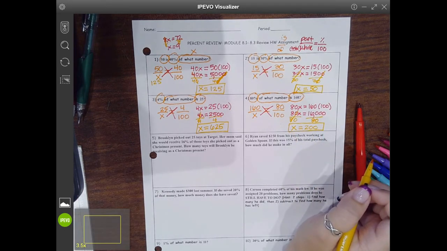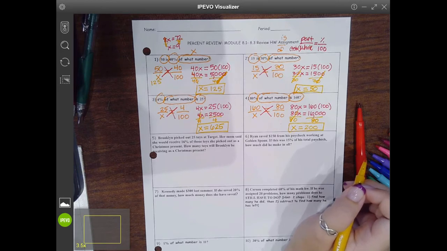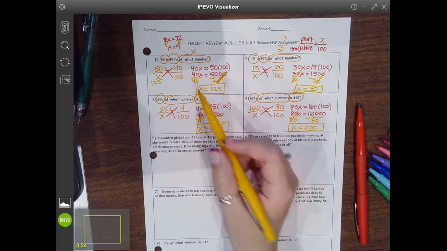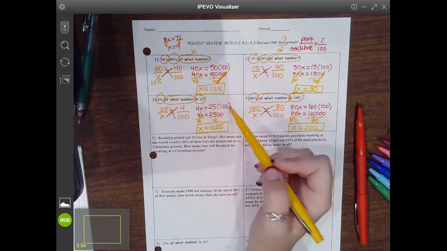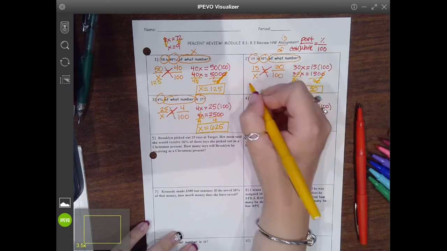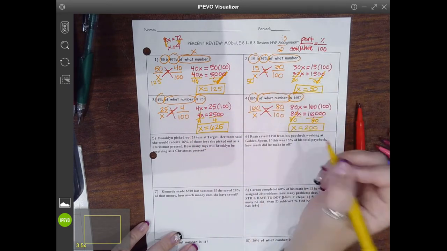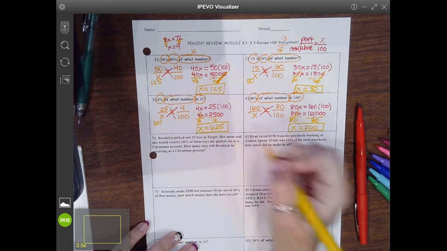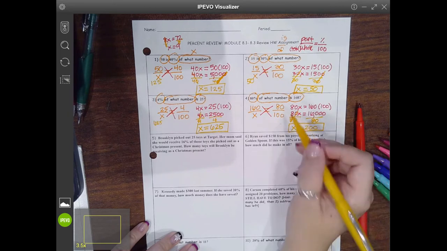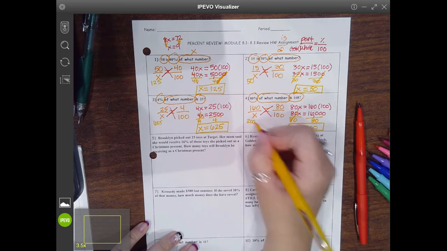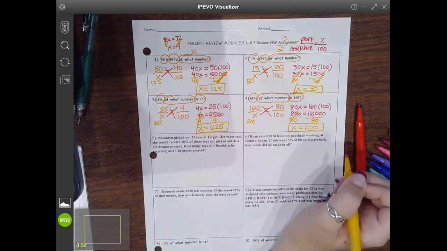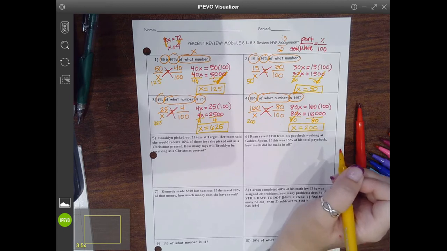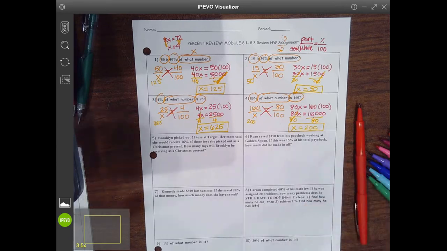Okay. Then we want to always double check. If I was asked to solve for the percent, I would need to put a percent sign for my answer. I was solving for the of part, so leave it alone. But sometimes you are asked to solve for the percent, so then I would need to put a percent sign in my answer.